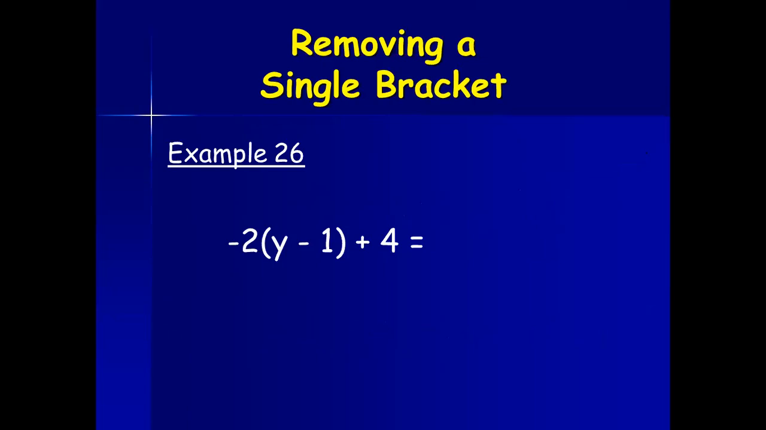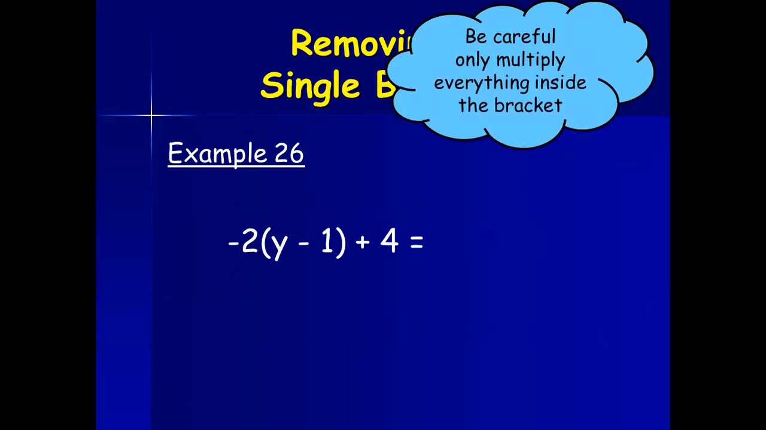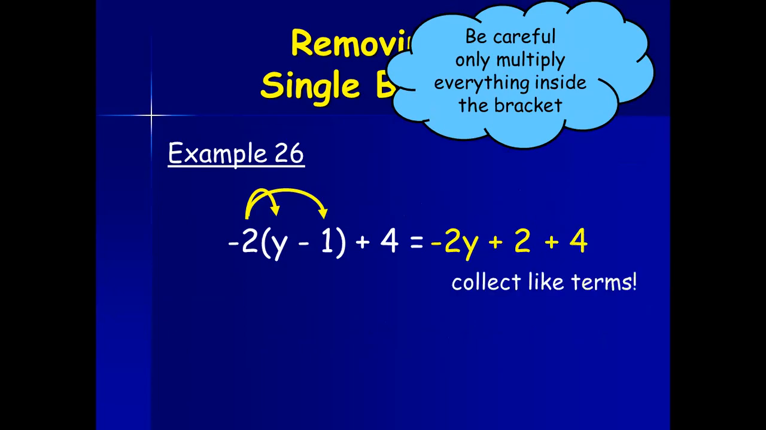Okay, now example 26. Negative 2 multiply y, that will be negative 2y. Negative 2 multiply negative 1, that will be positive 2. And then I will drop plus 4, collect the like terms, that will be 2y plus 6.